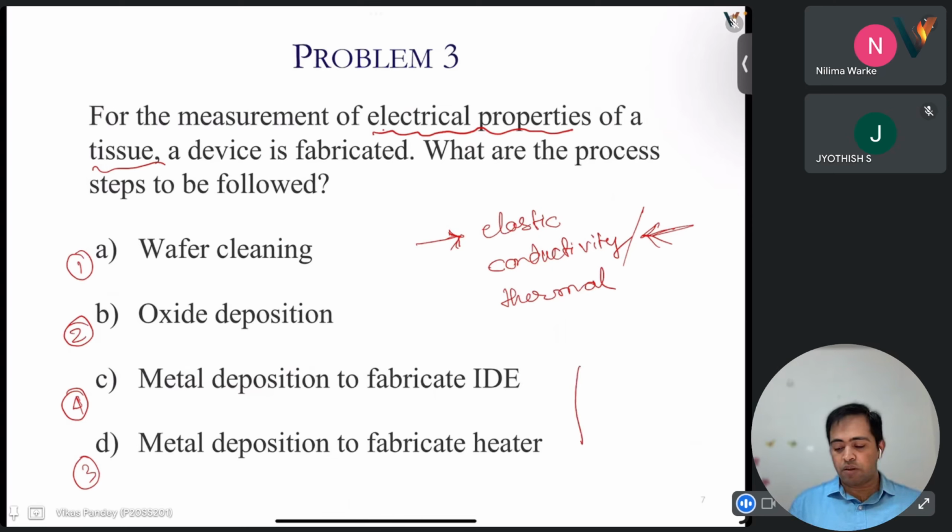Now what we want is that on the wafer, we first make a heater structure like this. Now on the heater, if we deposit another metal, what will happen? The metal heater is there, and on top of it we are depositing another metal. What will happen? Any answers?